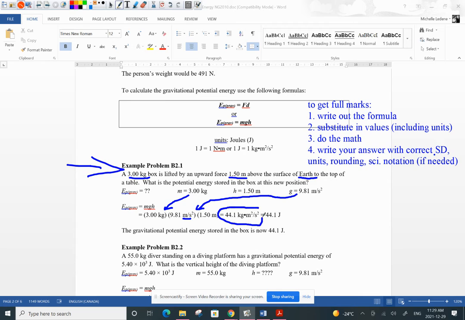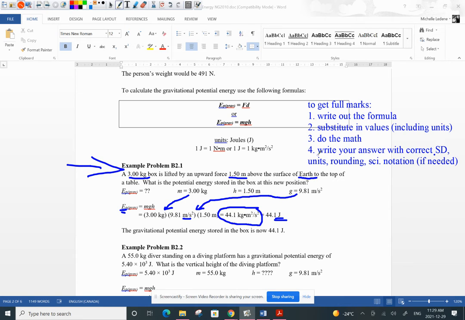Now remember, this is a derived unit. What is a kilogram meter squared per second squared? It's a Newton meter or a joule. Remember, this is energy. Energy is measured in joules. So the potential energy due to gravity that this box has, because it's above the Earth's surface, this ability or potential to do work is 44.1 joules.